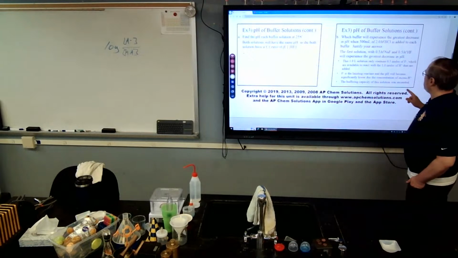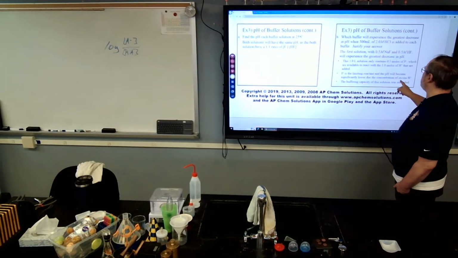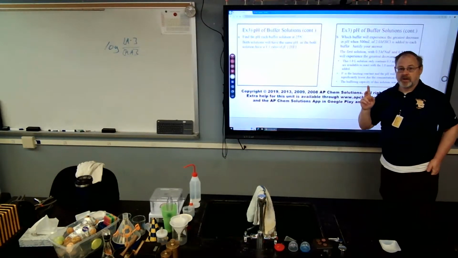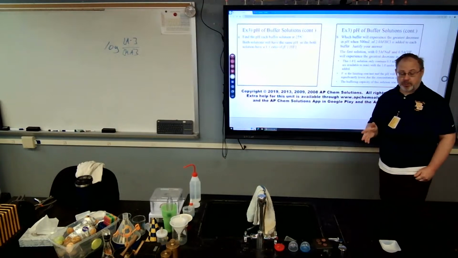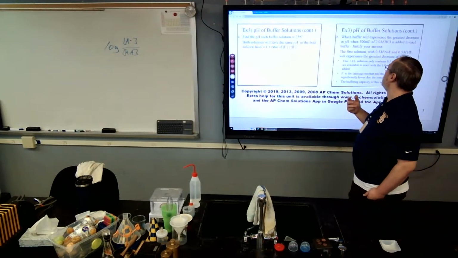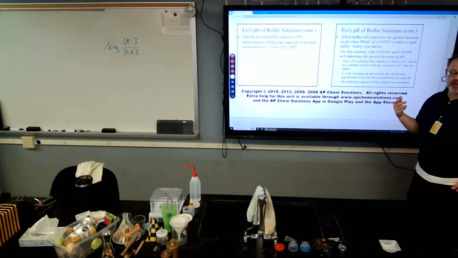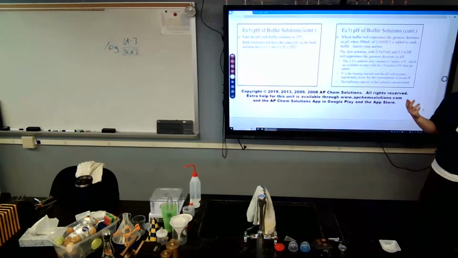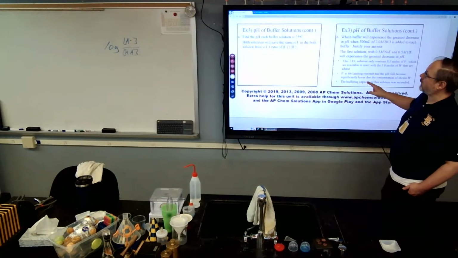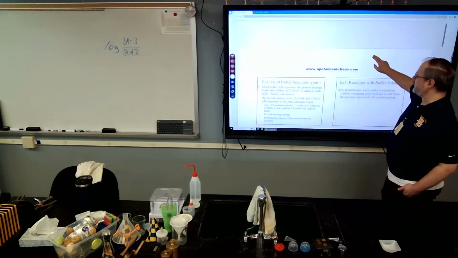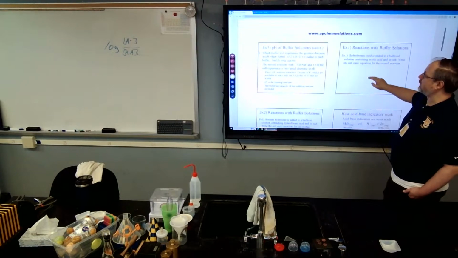Again, it is possible to exceed the buffer capacity of the solution, meaning you've added so much H plus or you've taken away so much H plus that you've basically consumed all of the weak acid that was there or consumed all the weak base that was there. But that's pretty rare. Let me get to a good exercise.